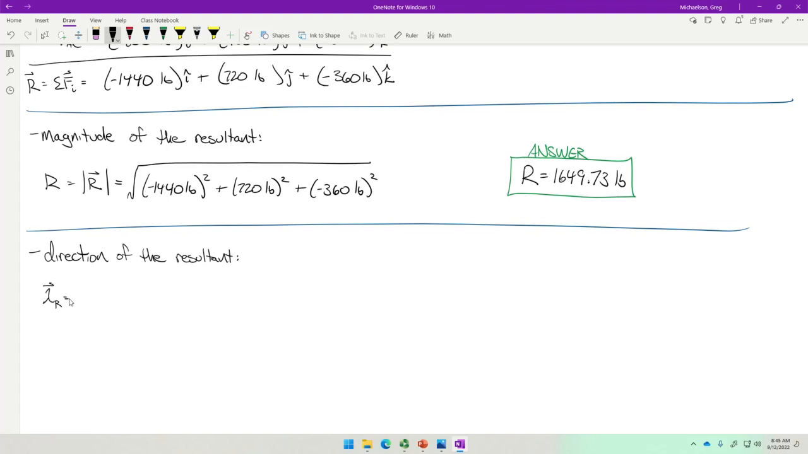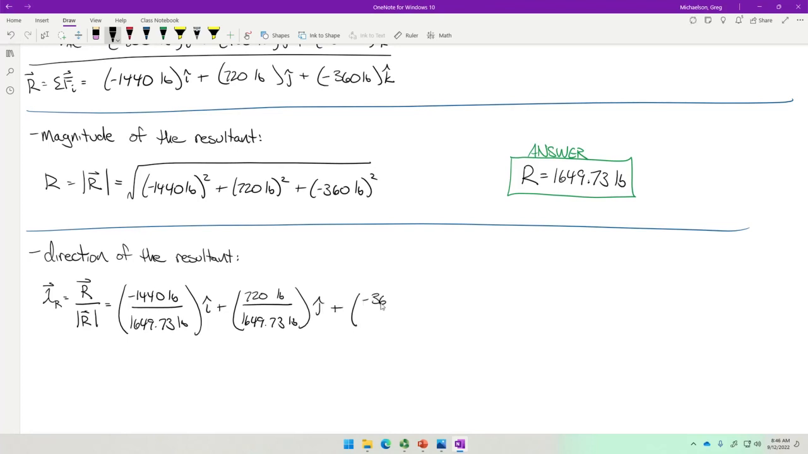So I take R and I divide it by its own magnitude. So what I've got is negative 1440 pounds divided by 1649.73 times I, plus 720 over 1649.73 pounds times J, plus negative 360 over 1649.73 times K. Okay? And I'll go ahead and do this one for you because we're getting close to the end of class time.